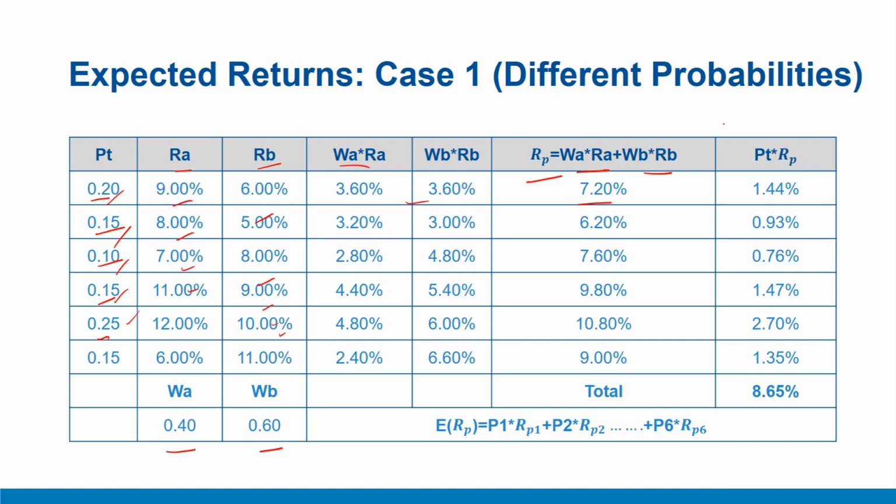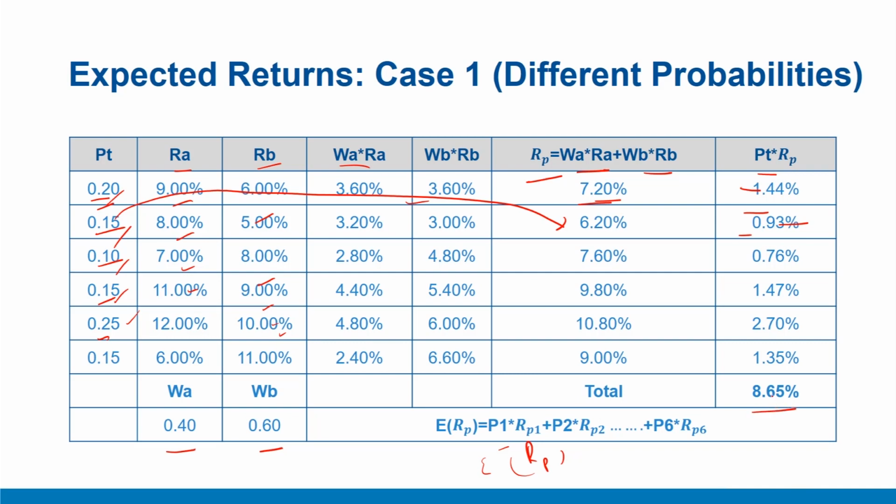Now we can multiply each probability with the return scenario, that is Pt into Rp. For example, 0.2 into 7.2%, which is 1.44%. Similarly, each probability can be multiplied with the corresponding return to get Pt into Rp. And when we add this all up, that is P1 into Rp1 plus P2 into Rp2 till P6 into Rp6, we get the expected return on portfolio Rp, which is 8.65%.